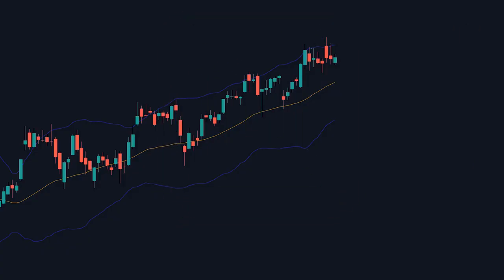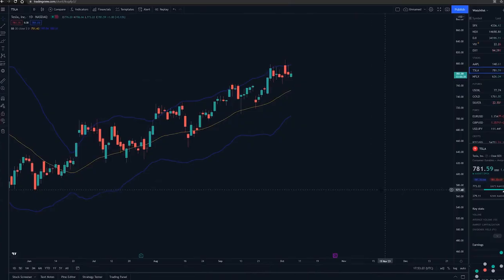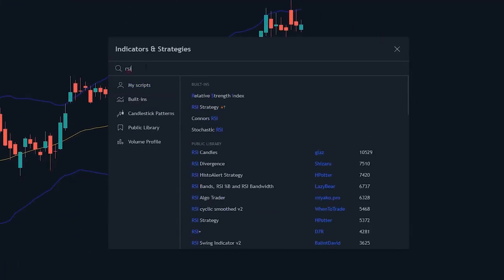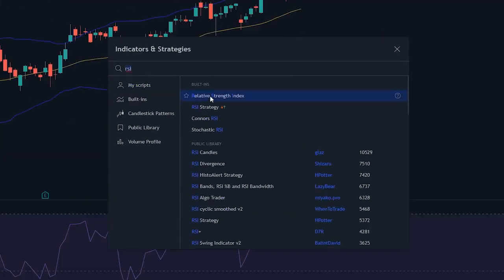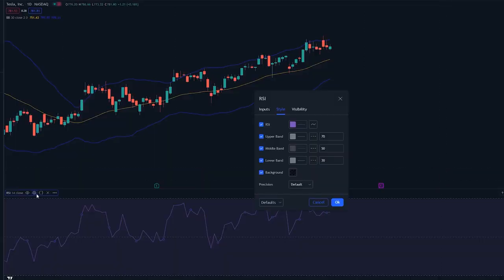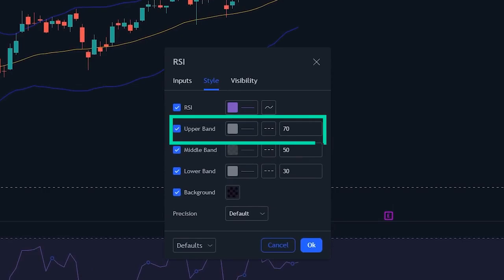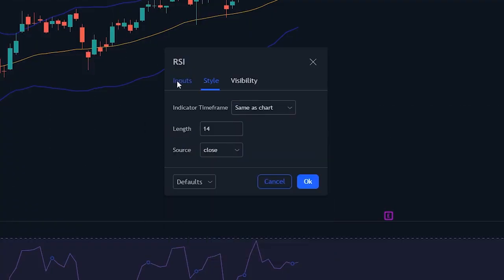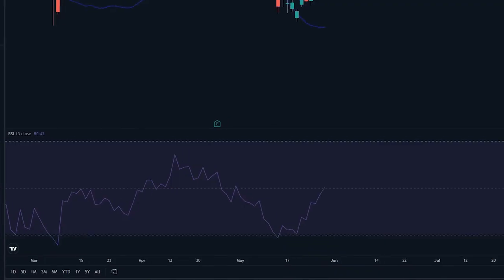Alright, we got the Bollinger Bands set up, now let's add RSI. To do this, just go to your Indicators tab, type in RSI, and then click this top one that says Relative Strength Index. Now that we have RSI added, let's modify the settings a bit. Make sure the upper band is set to 70 and the lower band is set to 30. Then the length is probably set to 14. For this specific strategy, we want it to be set to 13.